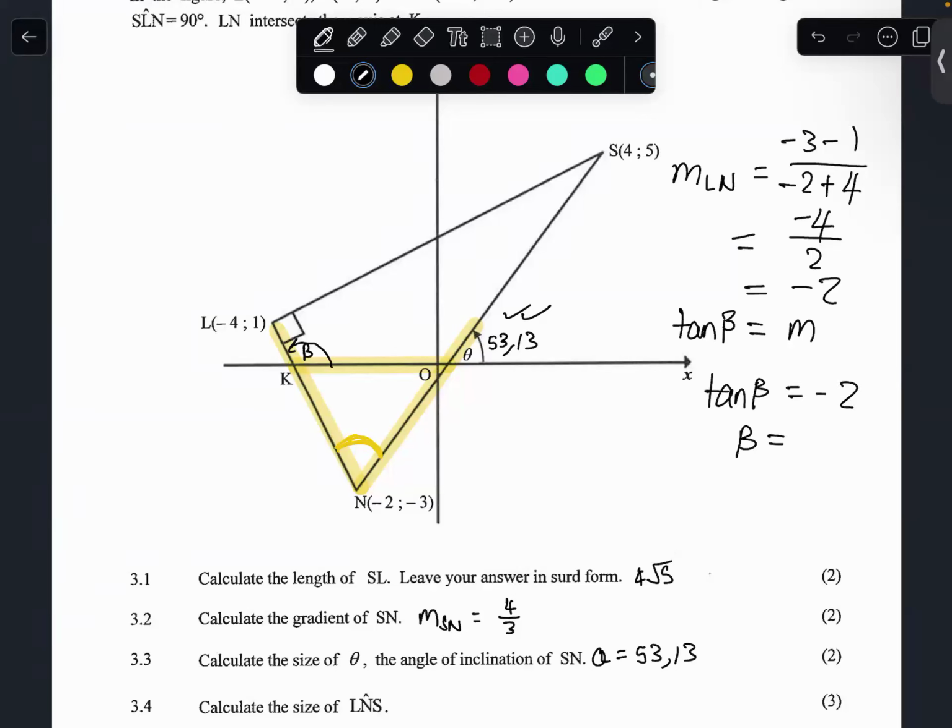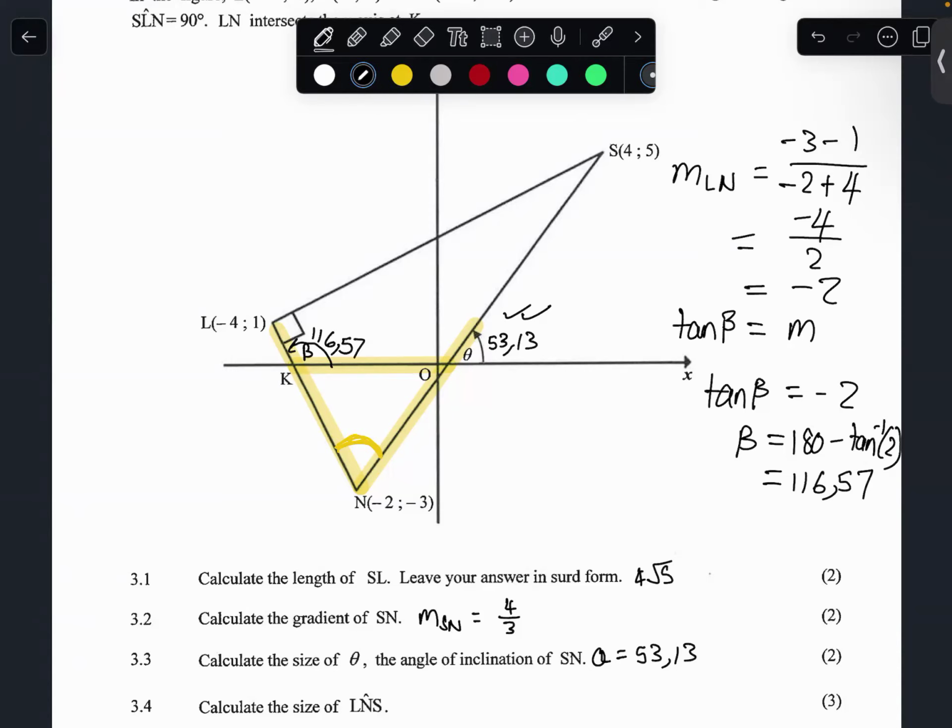Beta is equal to, whenever the gradient is negative, remember you have to put 180 minus shift tan 2, not negative 2. Shift tan 2, because this 180 minus already takes care of this negative. So you shift tan positive 2. Right? And then on the calculator, you put that in and it gives you an answer of 116,57. So this is 116,57.